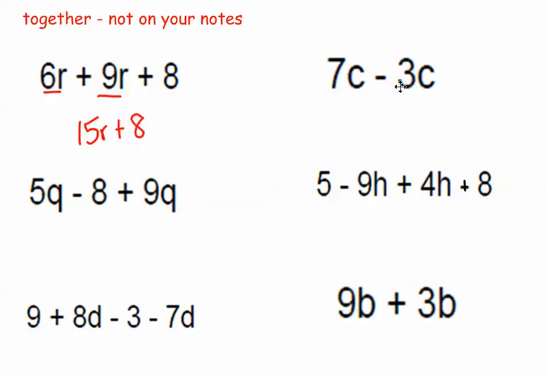7 C's, take away 3 C's, that's just 4 C's. Okay. If I look at this one, I have 5 Q's and 9 Q's. So that's 14 Q's. Then I just write down what's left, minus 8.